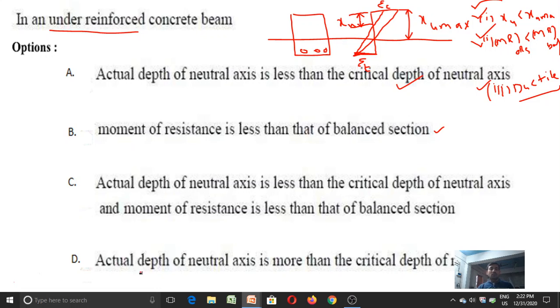Then the fourth option: actual depth of neutral axis is more than critical depth of neutral axis. For this case we will get an over reinforced section. So after observing all four options, option C is the correct option for this question, right? These two points are related to the under reinforced section. So option C is the correct answer for this question.